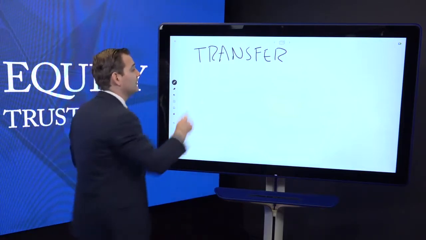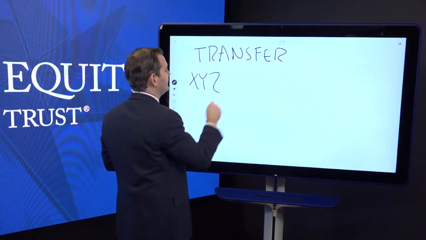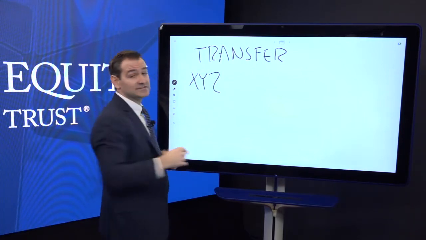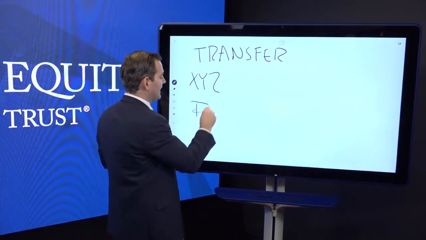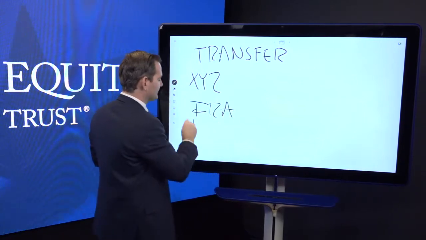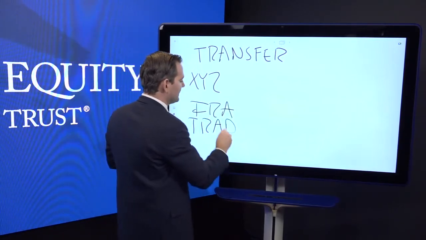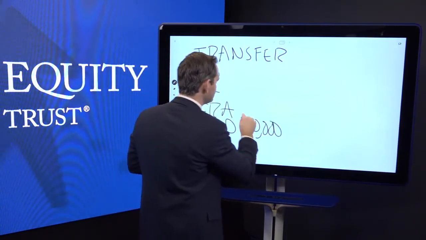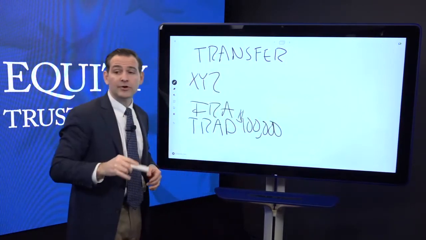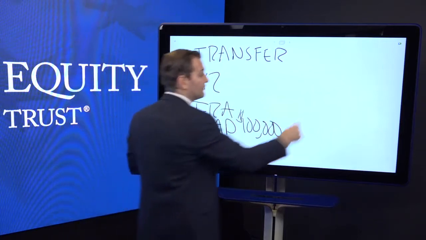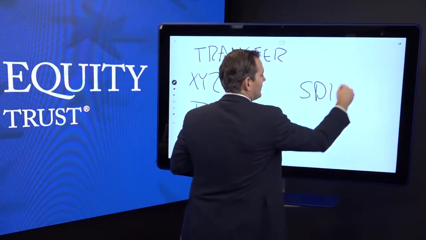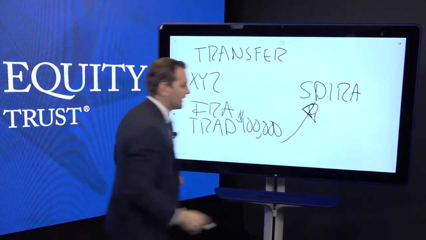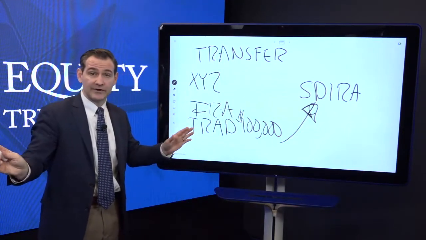So for example, let's say you have an account at XYZ Financial. XYZ Financial, you have an IRA. We're going to call this a traditional IRA. And let's say you have $100,000 in the account. Step one, you would open up a self-directed IRA with Equity Trust Company, and then you would transfer those funds into the self-directed IRA. No tax consequences or penalties, of course.